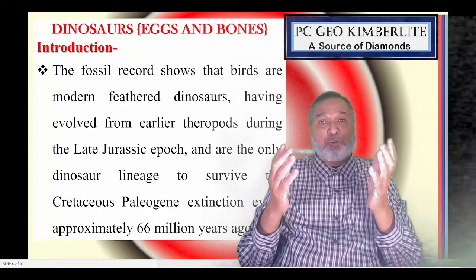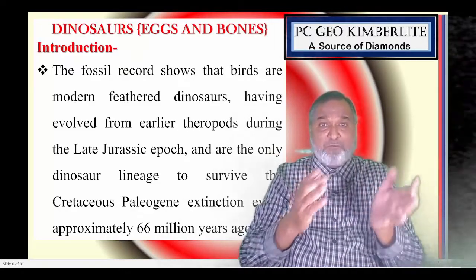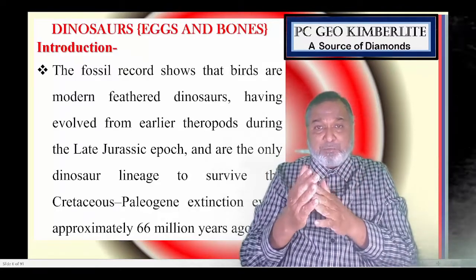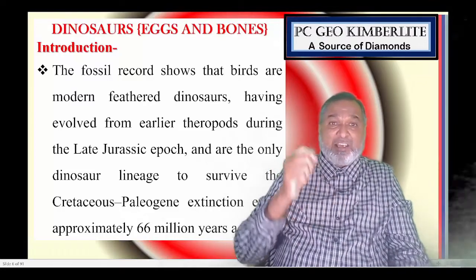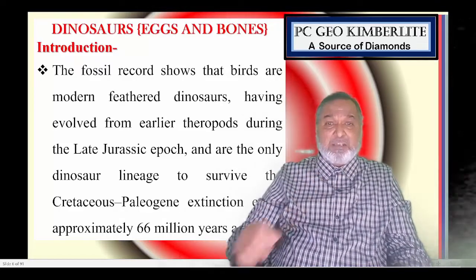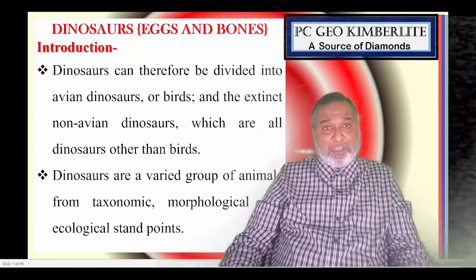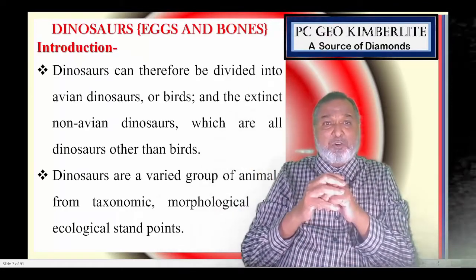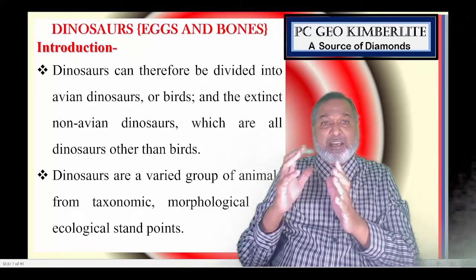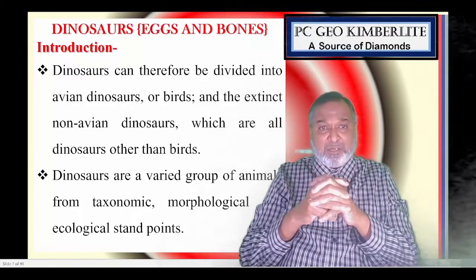The fossil records show that birds are modern feathered dinosaurs, having evolved from earlier theropods during the Late Jurassic Epoch, and are the only dinosaur lineage to survive the Cretaceous-Paleogene extinction, that is the KT boundary event, approximately 66 million years ago. Dinosaurs can therefore be divided into avian dinosaurs or birds and the extinct non-avian dinosaurs, which are all dinosaurs other than the birds.